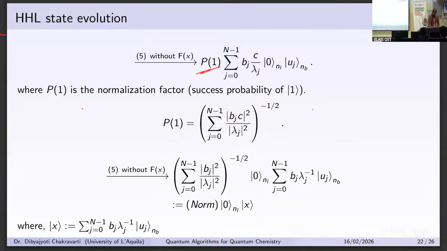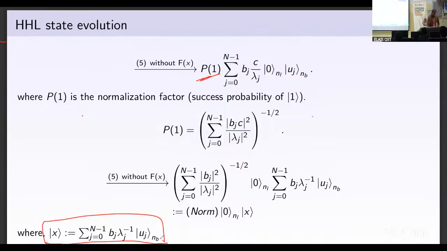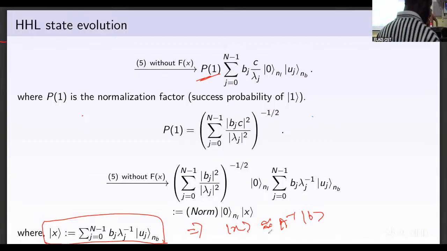So as you can see, this is exactly equivalent to what we are trying to solve, A inverse B. But not exactly, you can write it approximately because we have a normalization factor here. This Bj, this factor, we have as a known factor. So Uj on the B register is the B vector. Lambda j inverse is equivalent to the eigenvalues of A inverse. And we have our X vector stored inside this register.